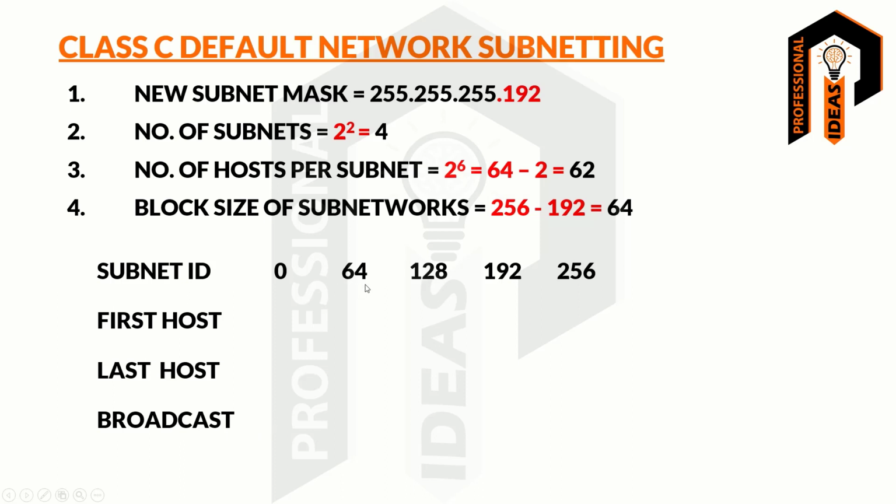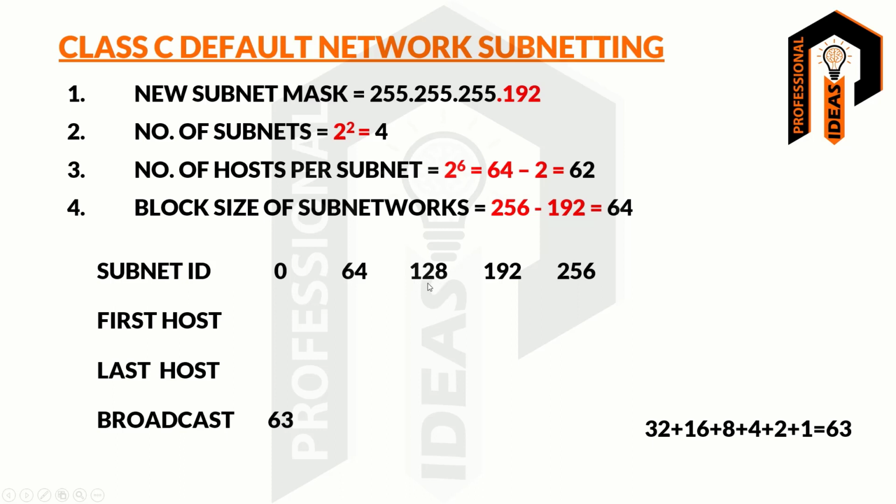The number right before the value of the next subnet 64 is 63, which is all host bits turned on, because we have borrowed 2 bits and 6 bits are left for the host segment. If we turn all the 6 bits on and add their spot values, 32 plus 16 plus 8 plus 4 plus 2 plus 1, we get 63. So by adding 63 to 0, we get 63 as the broadcast address for the 0 subnet.